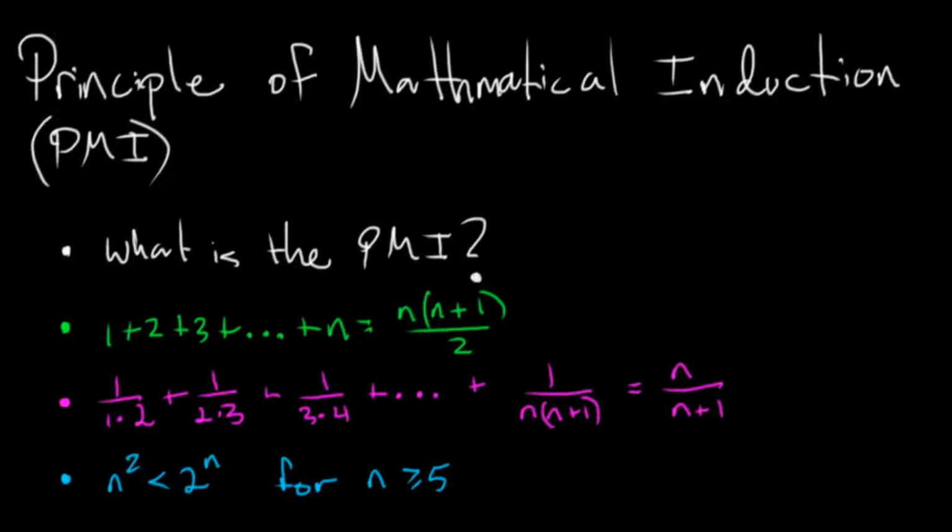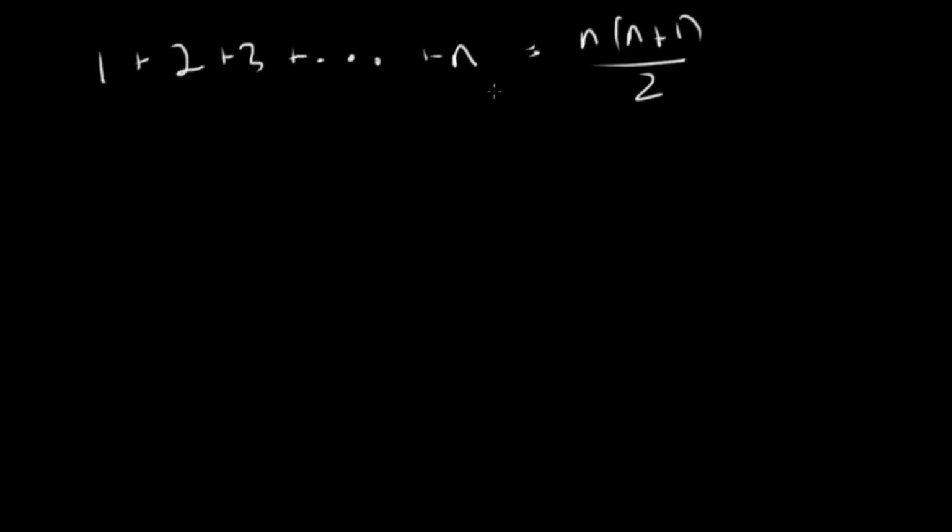Alright, so before we actually get to the proof of consecutive integers is n times n plus 1 over 2, so 1 plus 2 plus 3 plus all the way up to n, that ends up being n times n plus 1 over 2. Before we start doing this proof using mathematical induction, let's answer the question on what is mathematical induction, or the principle of mathematical induction, PMI.